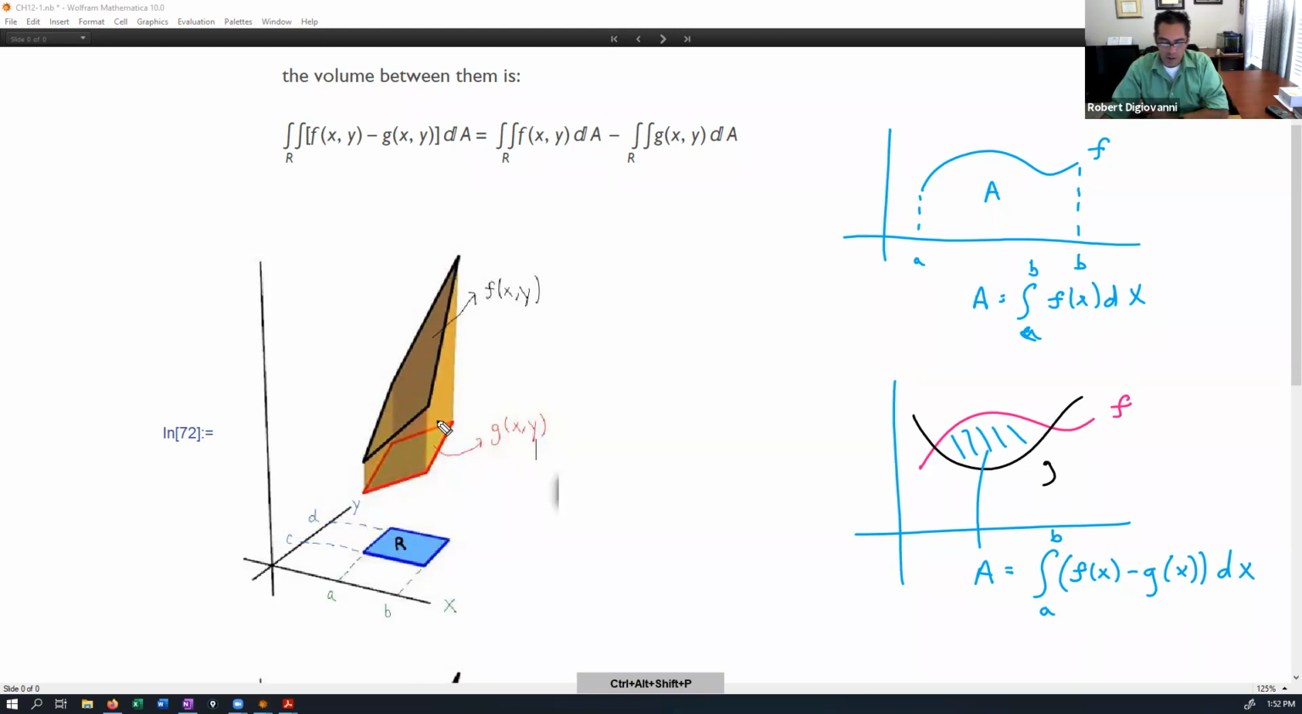So you're essentially first looking at the volume under f, which is everything down all the way. That's the volume under f. And then you're subtracting from it the volume under g, which is everything from g down. And that would give you what remains in between the two.